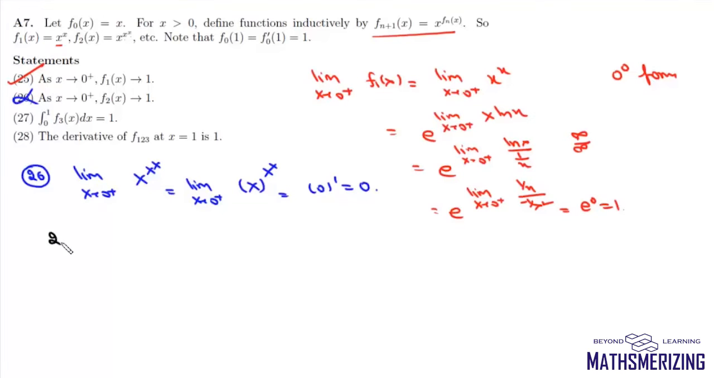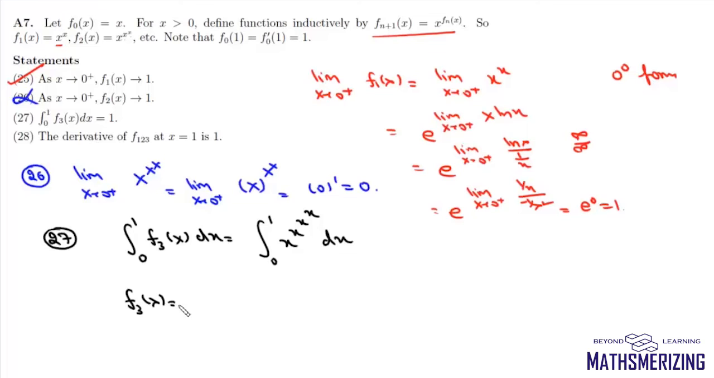Now this 27th is this integral from 0 to 1 f3x dx, which is this integral from 0 to 1. Now f3x is x to the power x to the power x dx. Now if you look at this function f3x, it is x to the power x to the power x to the power x. X lies between 0 and 1. Now here x to the power x to the power x to the power x will always be less than or equal to 1.